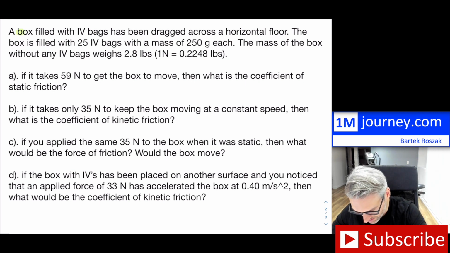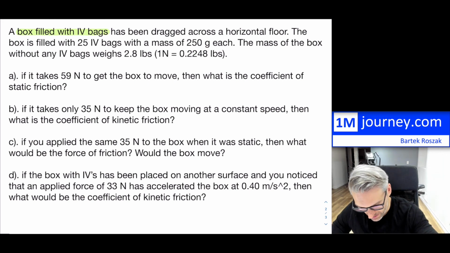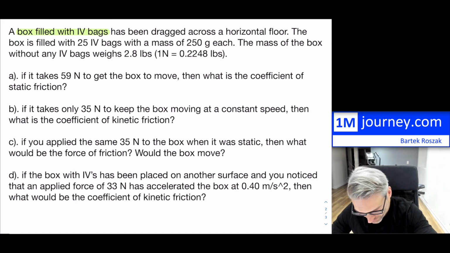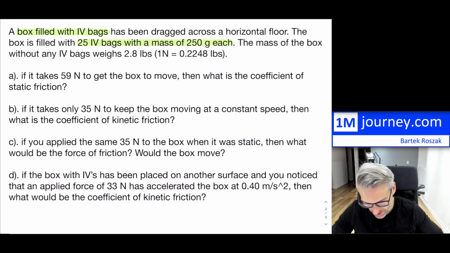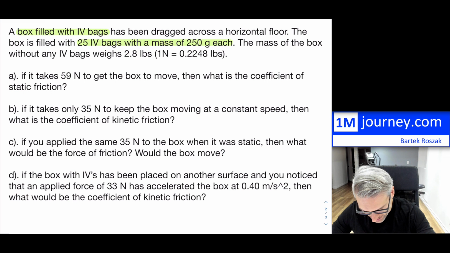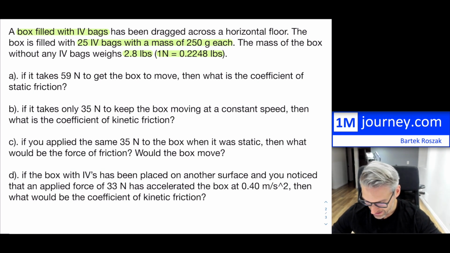All right, so that's number 1. Now the box is filled with 25 IV bags with a mass of 250 grams each. So now we know how many IV bags we have and how much each of them has a mass of. The mass of the box without any IV bags is 2.8 pounds. All right, and then they give us this ratio between newtons and pounds, which you maybe are familiar with. So let's take a look and see what they're asking.